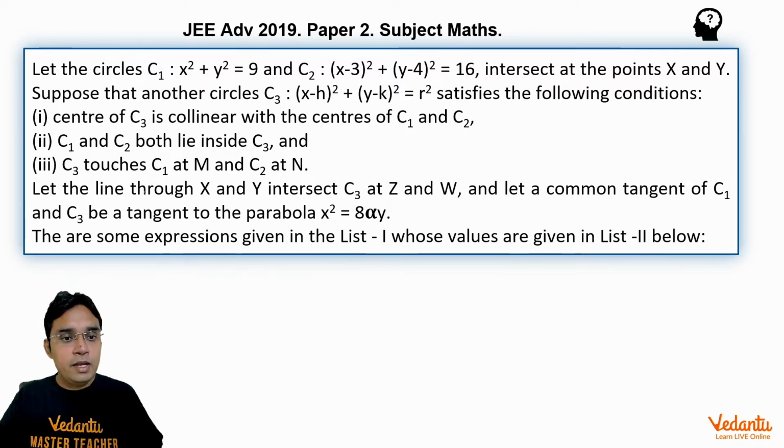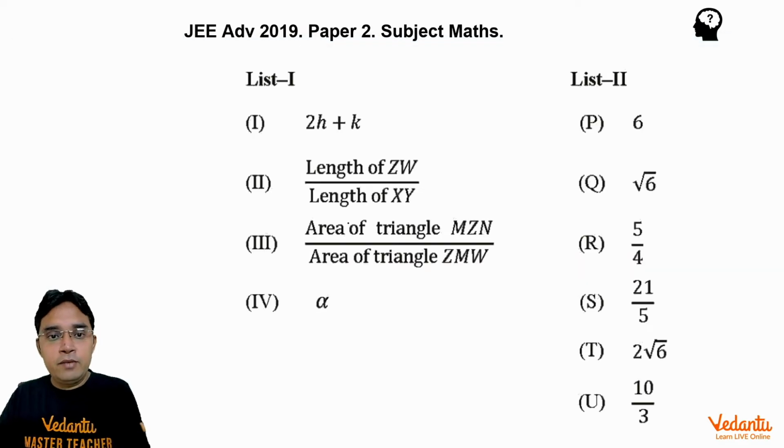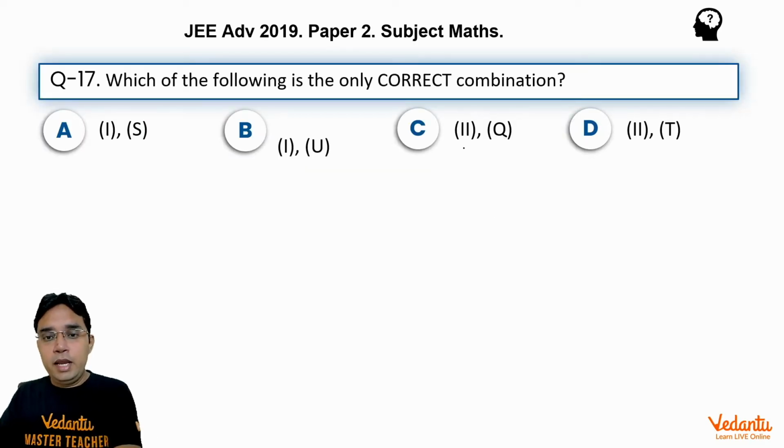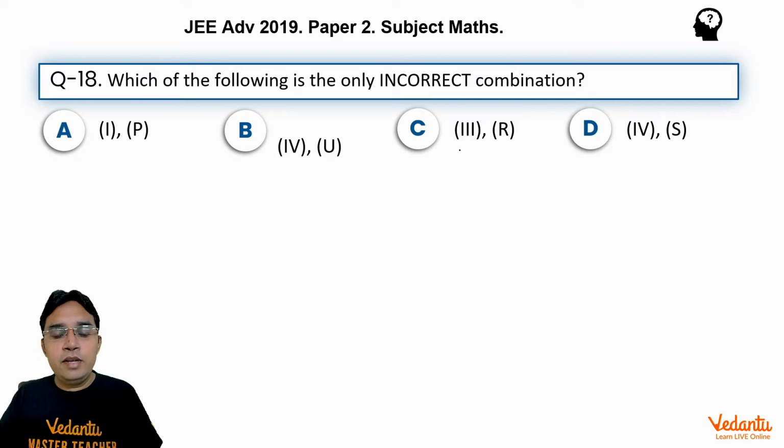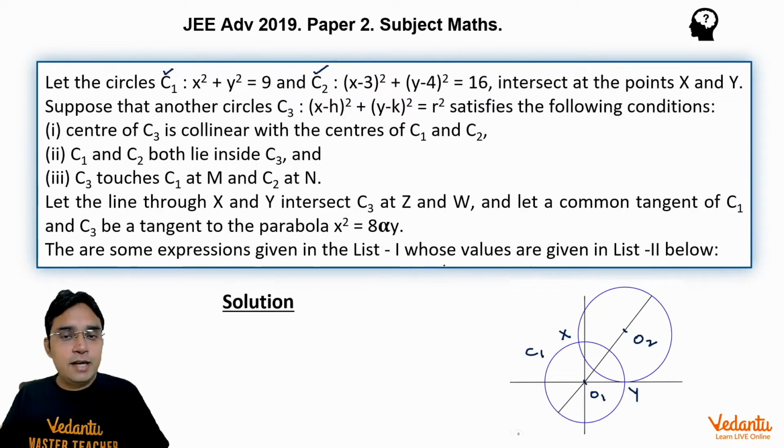And then we are given that the line through X and Y intersects circle C3 at Z and W, and let a common tangent of C1 and C3 be a tangent to the parabola x square equal to 8 alpha y. Then we are given list 1 with some expressions and list 2 with possible answers. We have to find correct and incorrect combinations as given in questions 17 and 18. So let us start solving this question.